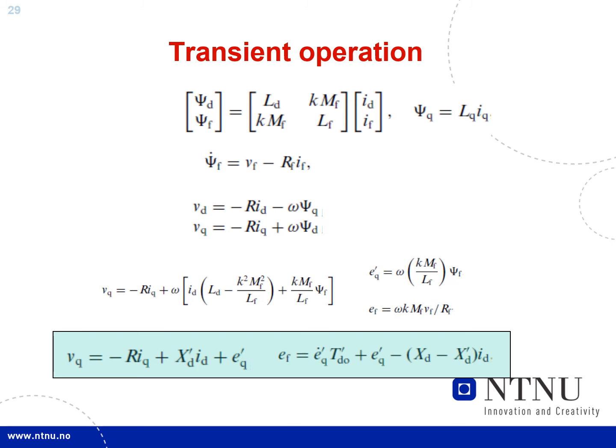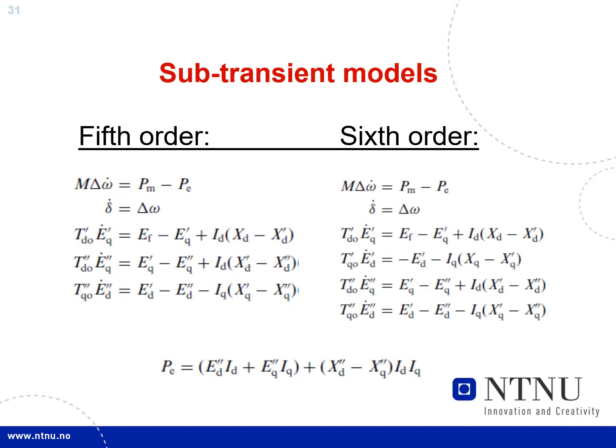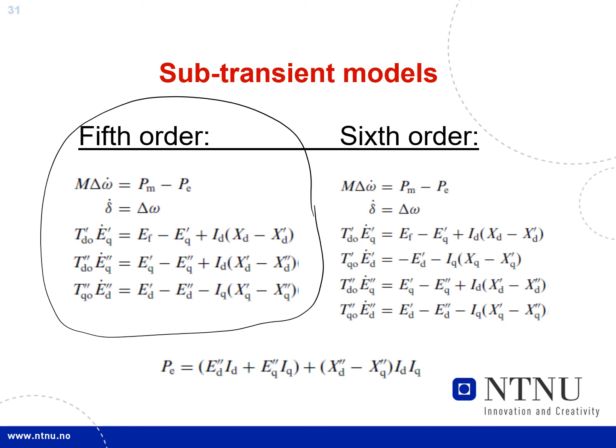And these are listed here. I won't go into detail in describing them. And if we do that, we are back to the equations or the model that we have been using in this course. Then also you could do the same with the fifth order model, and this corresponds then to modeling two windings for the damper windings. And there's also another version with the sixth order.